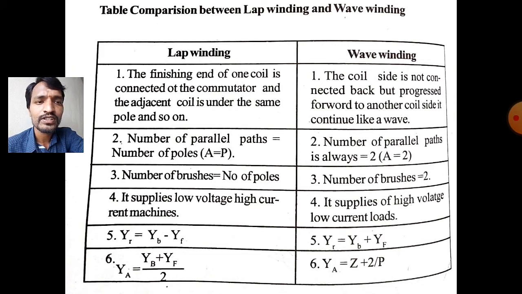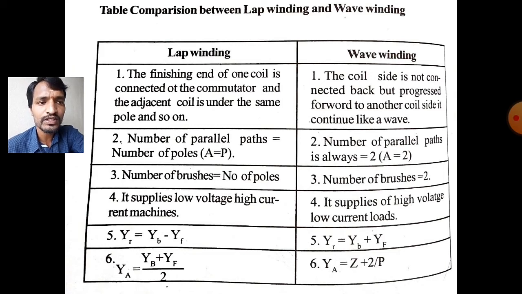Here A is equal to the number of parallel paths and P is the number of poles. Next, in lap winding the number of brushes is equal to the number of poles. Brushes are used to collect the current from the commutator. How many brushes are connected to the commutator in a lap winding generator depends upon the number of poles. If the number of poles is 4, then the brushes will be 4.